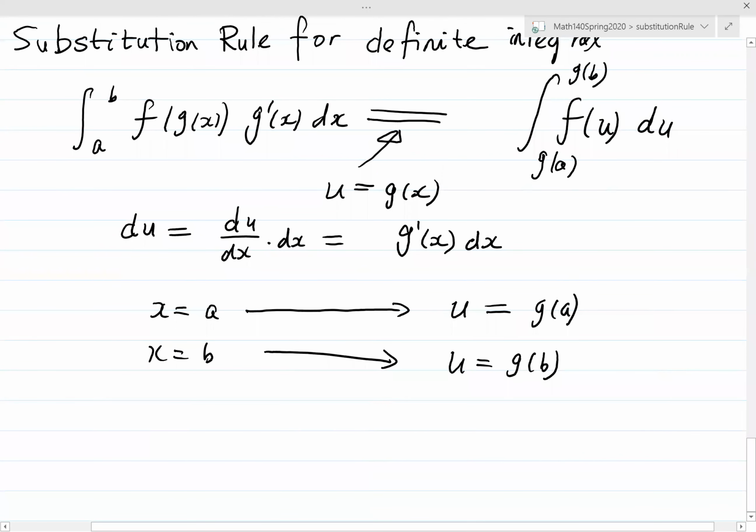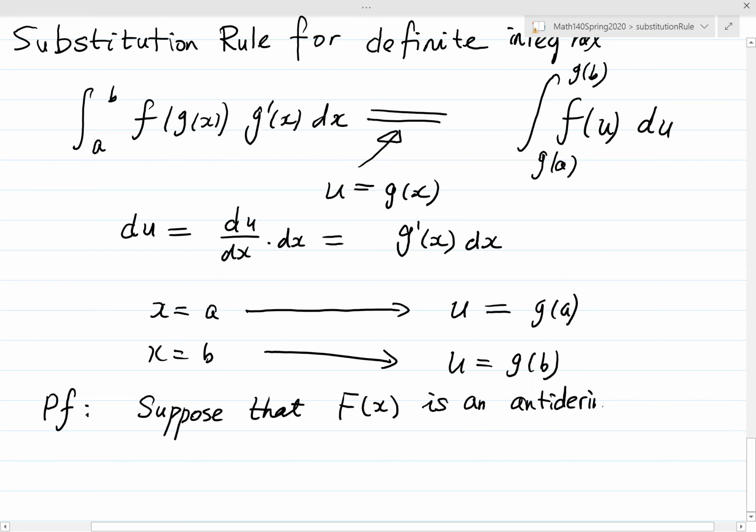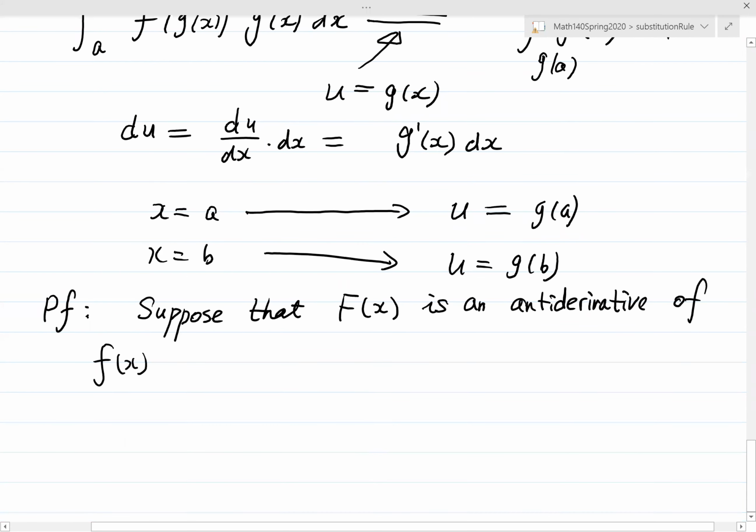Okay, prove. To see why this works, we need to substitute in the definite integral, substituting the upper limit and lower limit. So suppose that capital F is an antiderivative of little f. Little f of x.